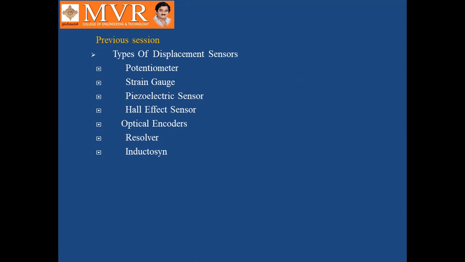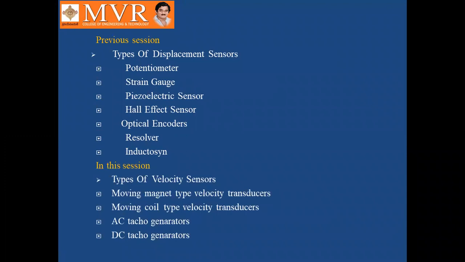In this session we are going to discuss the types of velocity sensors. In the previous session we discussed displacement sensors, and in this session we discuss velocity sensors. These are the kinds of velocity sensor: moving magnet type velocity transducer, moving coil type velocity transducer, AC tacho generators and DC tacho generators. These four sensors are going to be discussed in this session.